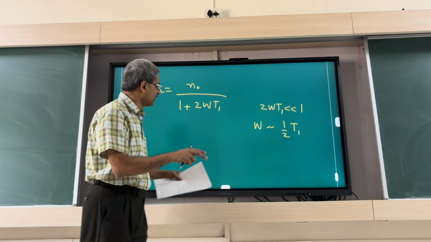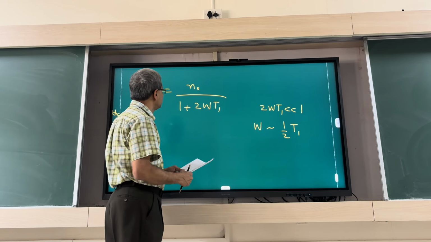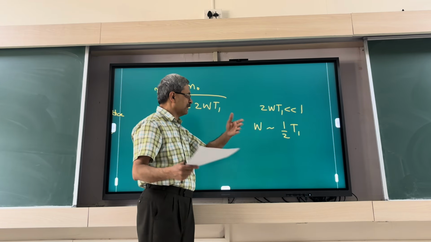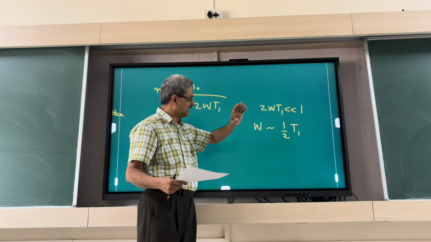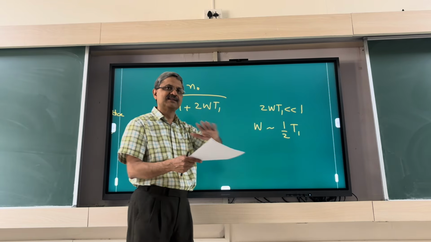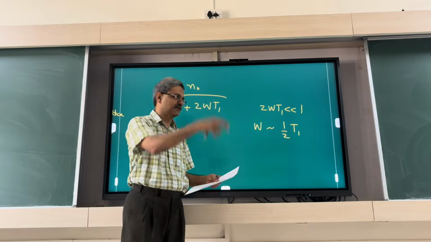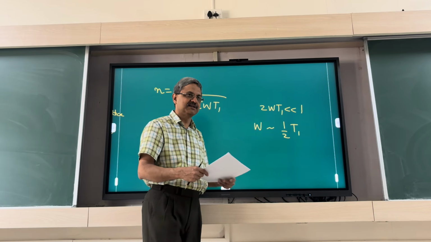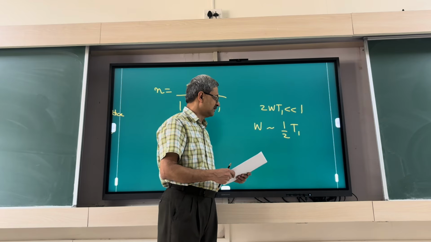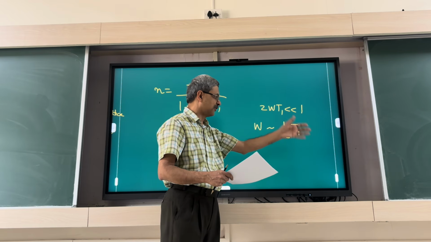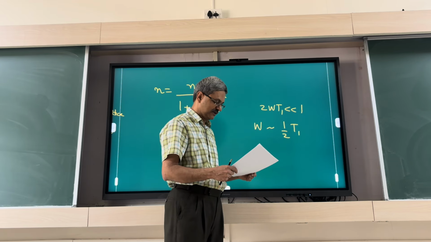So there are a lot of issues. In practice we are always dealing with situations where T1s are short enough that you always get a population difference, and then you can attempt resonance and obtain a T1, which tells you what the fluctuations of the electron system or the magnetic moment system are.